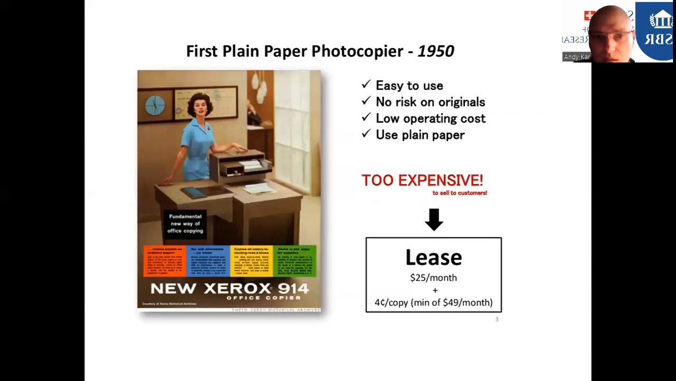Here we have an example, the Xerox first plain paper photocopier in 1950, which was easy to use, had no risk on originals, had a low operating cost, and used plain paper. The thing with that was that it was too expensive to sell to customers. So another business model had to be created in terms of what is going to be the source of profits. So the company started to lease it, for example, for $25 per month, and charge 4 cents per copy, which created a minimum cost of $49 per month for the company that wanted to get into such a process.